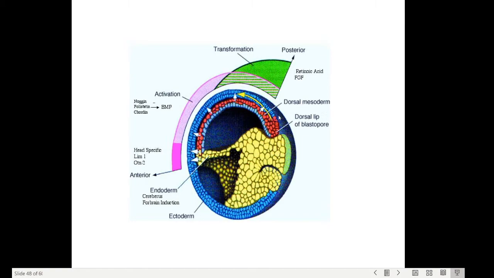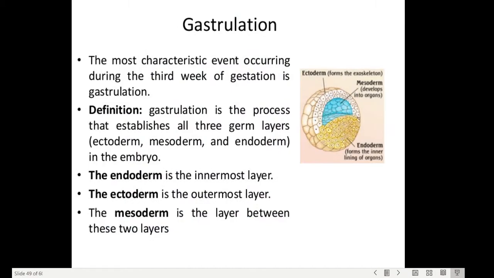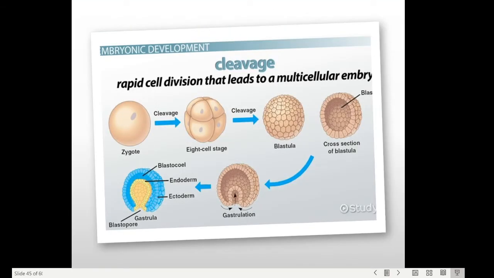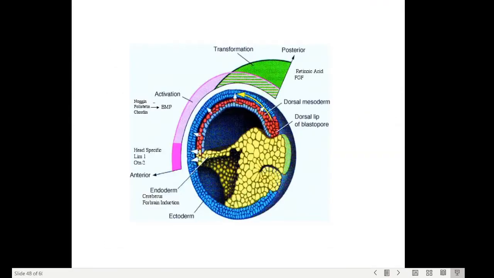Another part is the dorsal mesoderm. Ectoderm, endoderm, dorsal mesoderm. Mesoderm is present in the blastocyst. Another is called gastrulation. I already told you, right? Gastrulation is the process that establishes the 3 germ layers. After finishing this step, it's a full blastula that is to be developed into various organs.